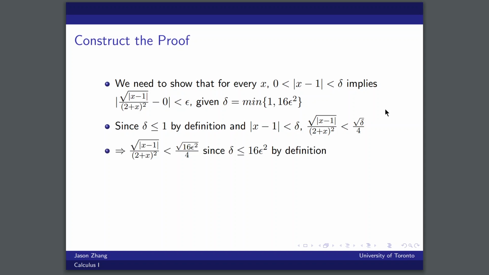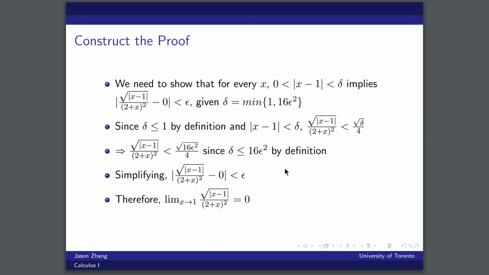And because we know that delta is less than 16 epsilon squared, we know that f of x is less than square root of 16 epsilon squared divided by 4. And by simplifying this, we can show that this expression, the absolute value of f of x minus L, is less than epsilon. And so we've proven that the limit as x approaches 1 of f of x is equal to 0.